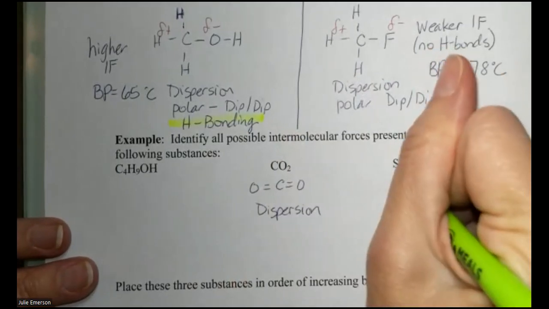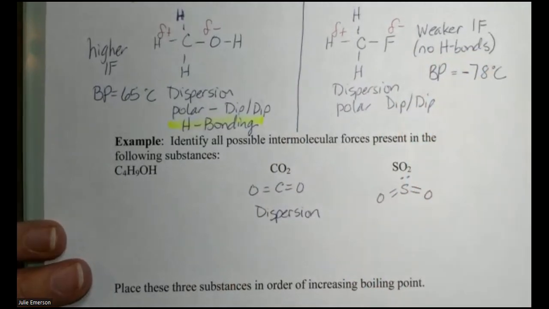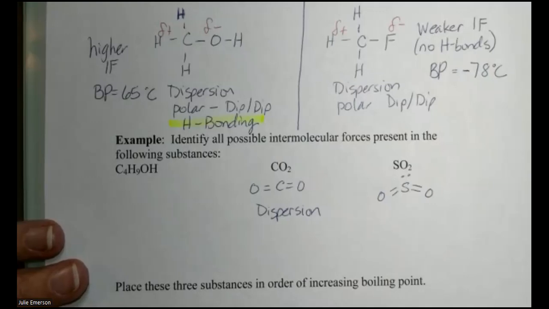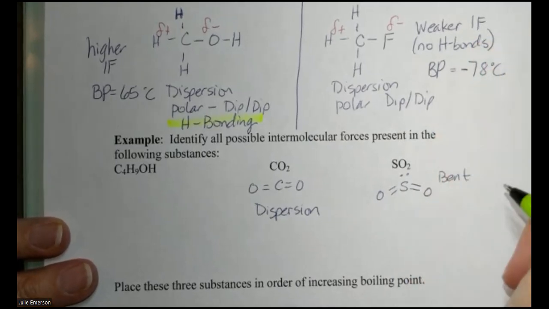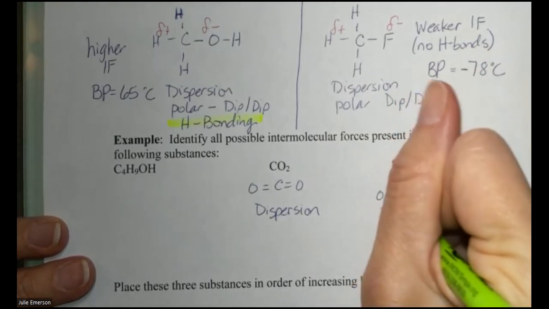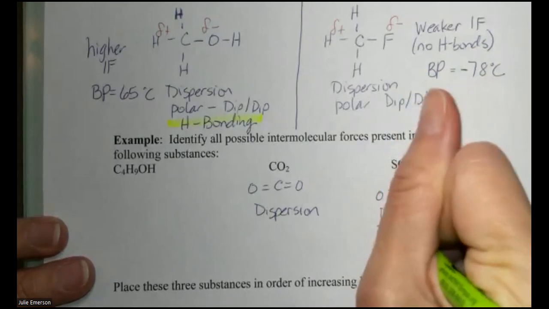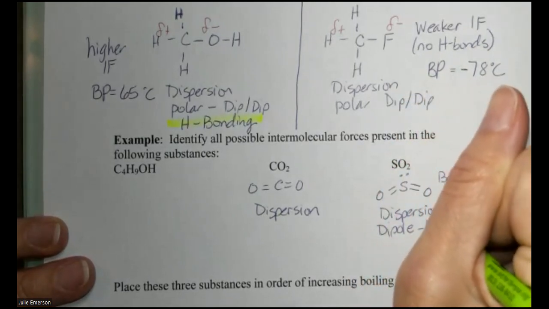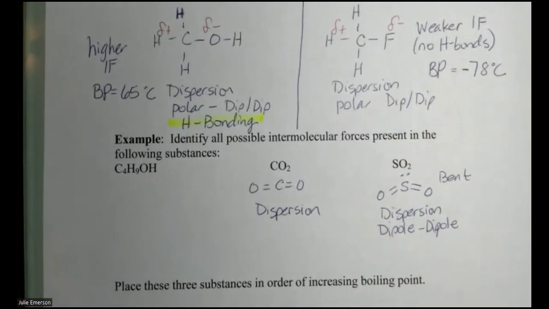In the SO2, after you do your formal charges, you end up with sulfur double bonded to 2 oxygens and a lone pair. So now this is going to be a bent molecule. We've lost the symmetry. So now we have dispersion forces and we have dipole-dipole. Those more electronegative oxygens are going to pull the electron density down away from the sulfur.